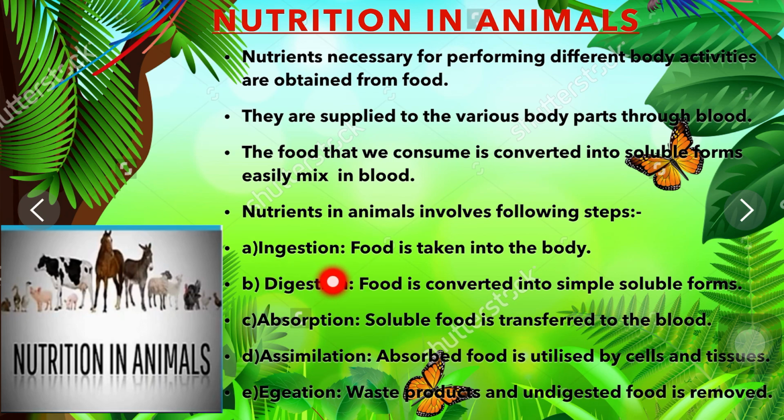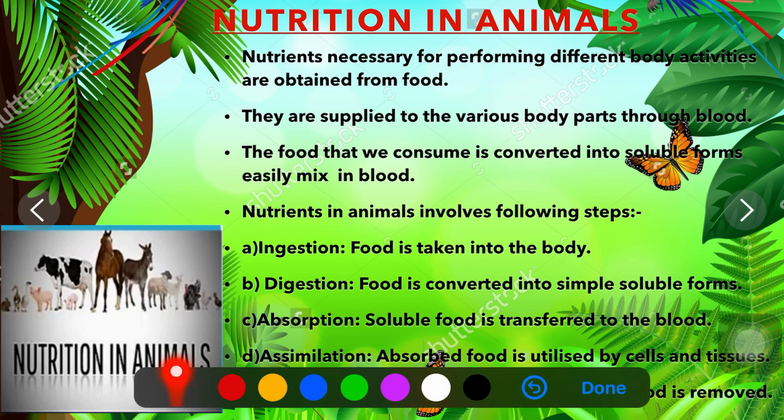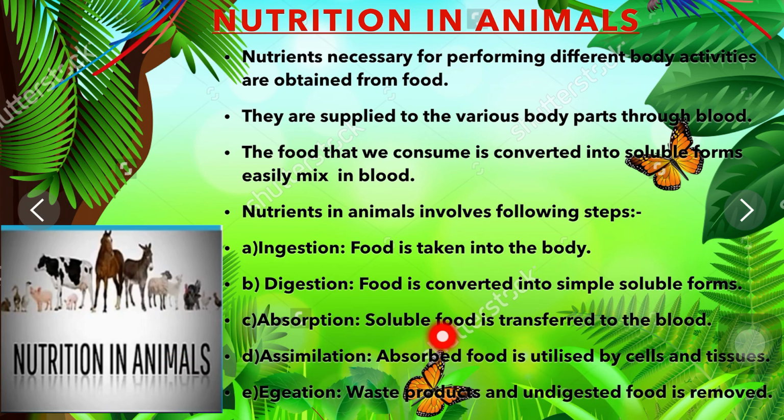These are the steps of obtaining nutrition. First is ingestion. During this, food is taken into the body. Then digestion. During digestion, there will be conversion of food into simple soluble form. This digestion starts within the mouth, that is with the teeth. Teeth start chewing the food. So from there the digestion process starts. Next is absorption. During this, the soluble food is transferred to the blood. Now the food becomes soluble after digestion, so it gets transferred to the blood.